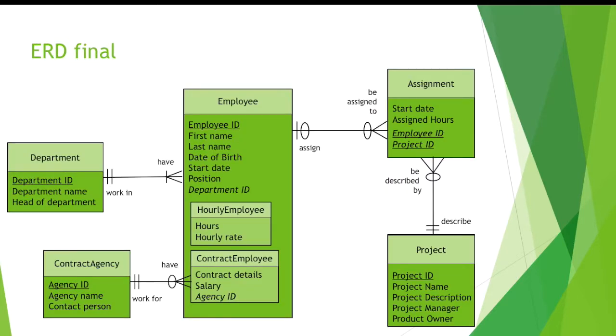Here we can see a complete model of the concepts that we've talked about. Department, which must have one or many employees, where employees can be an hourly employee or a contract employee, and a contract employee must work for one contract agency, and employees that may be assigned to one or many assignments, and an assignment which must describe one project. Please take a few moments to go through the model again.